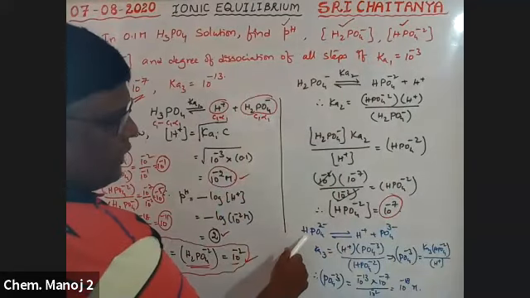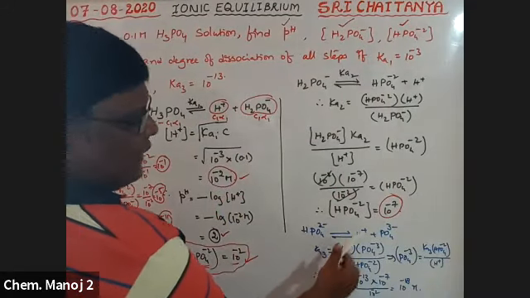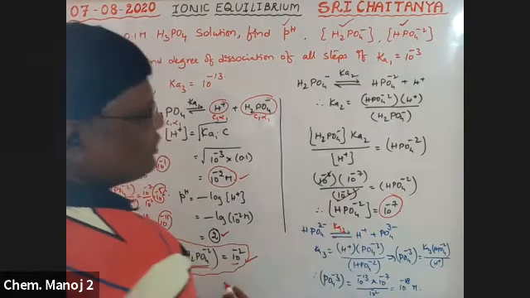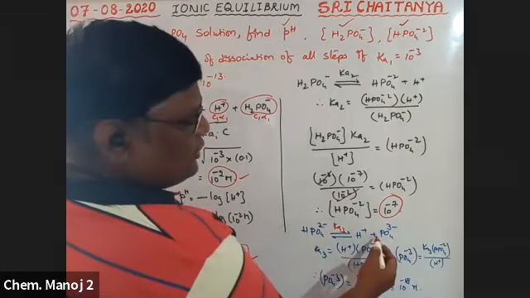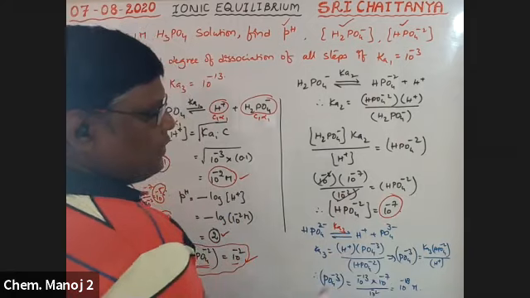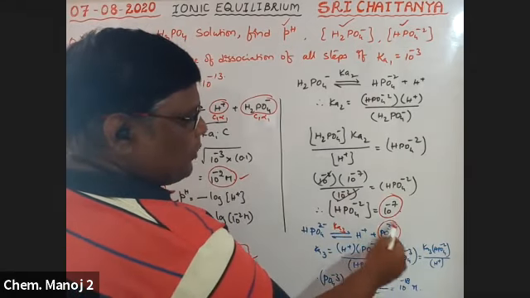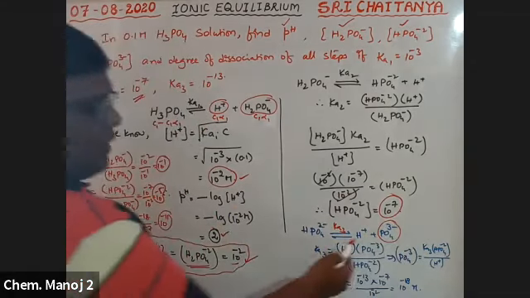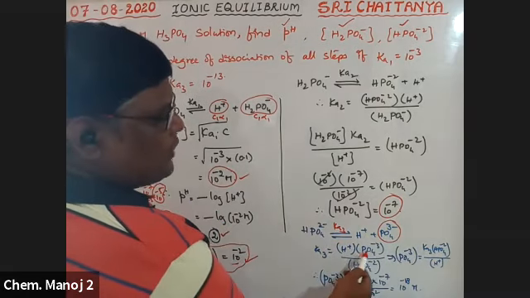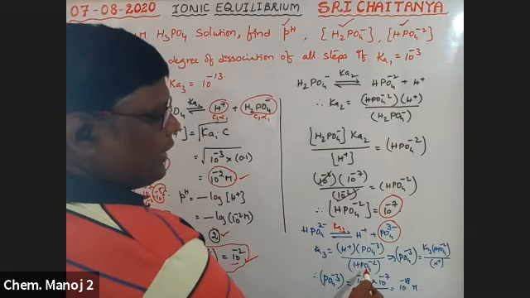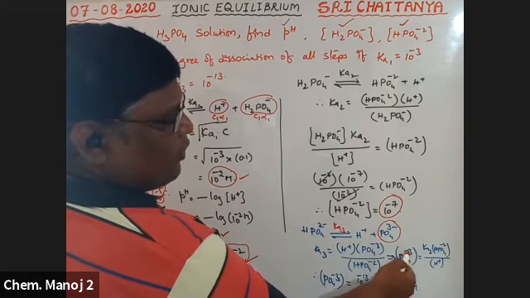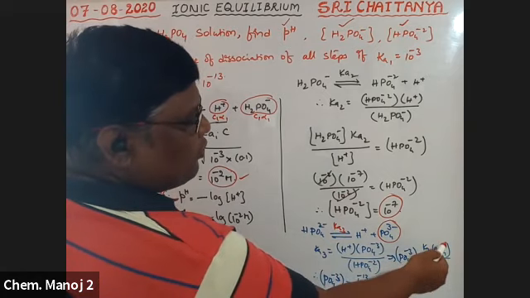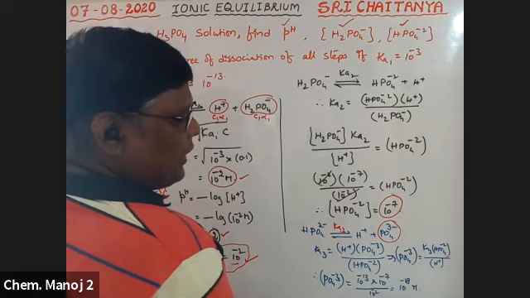Next, third step. HPO4²⁻, once it dissociates, here Ka3 is used. So H⁺ concentration plus PO4³⁻ concentration. My target is to calculate this PO4³⁻ concentration. Ka3 is equal to H⁺ into PO4³⁻ by HPO4²⁻. From this, PO4³⁻ is equal to Ka3 into HPO4²⁻ concentration by H⁺.